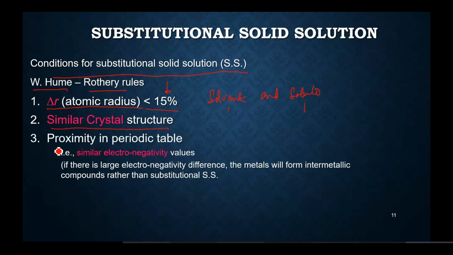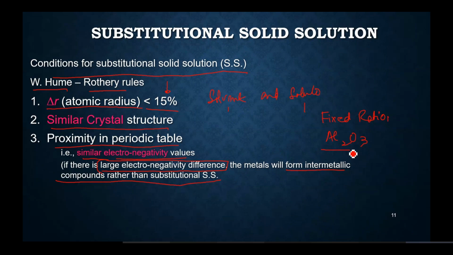The third condition is proximity in the periodic table, that is, similar electronegativity values. If there is a large electronegativity difference, then the metals would form intermetallic compounds rather than a substitutional solid solution. Compounds mean that the replacement would be in a fixed ratio, like Al2O3. That means for 2 atoms of aluminum, there would be 3 atoms of oxygen. In substitutional solid solution, there is no such condition. It's a random distribution. You could have a copper-nickel substitutional solid solution. Let's say copper is 5 weight percent, nickel is 95 weight percent, or copper is 10 weight percent, nickel is 90 weight percent.